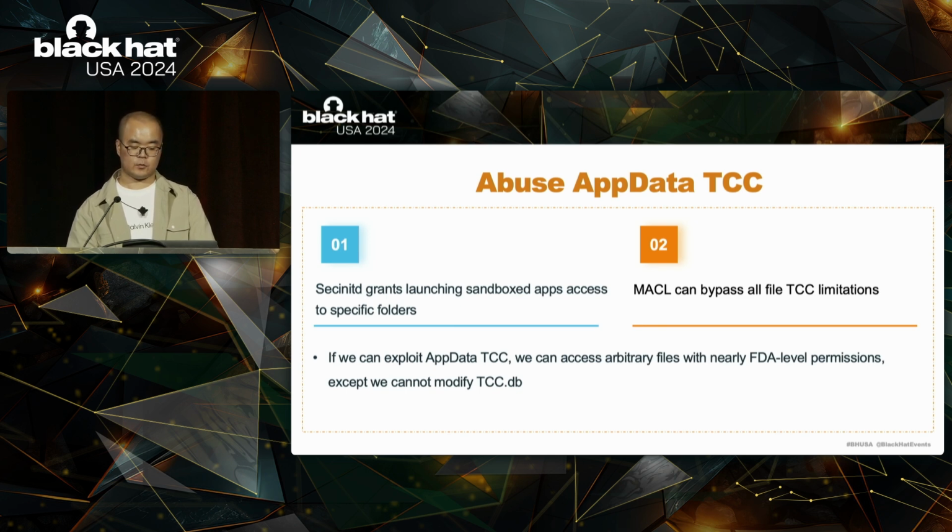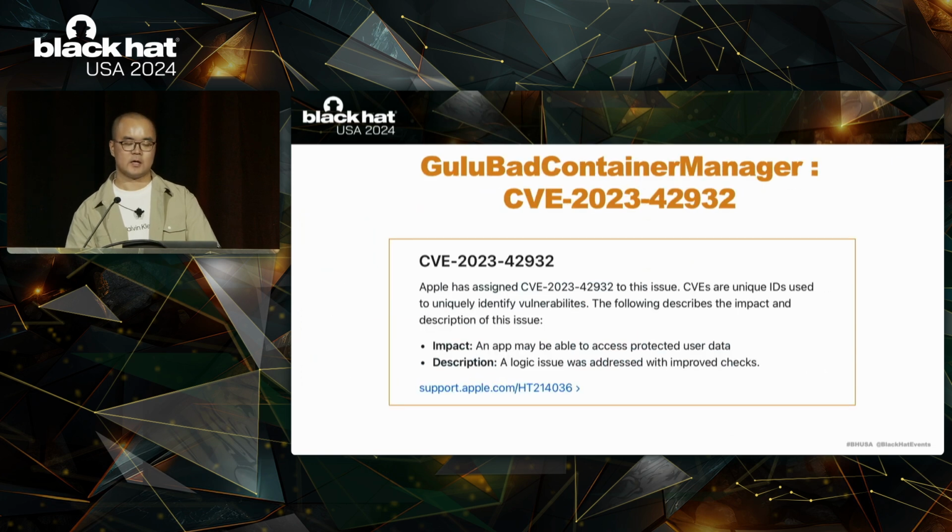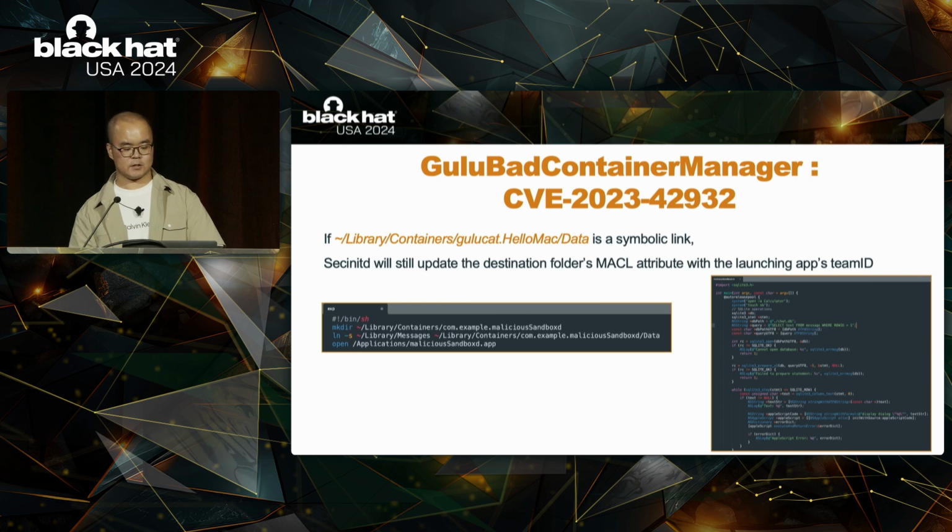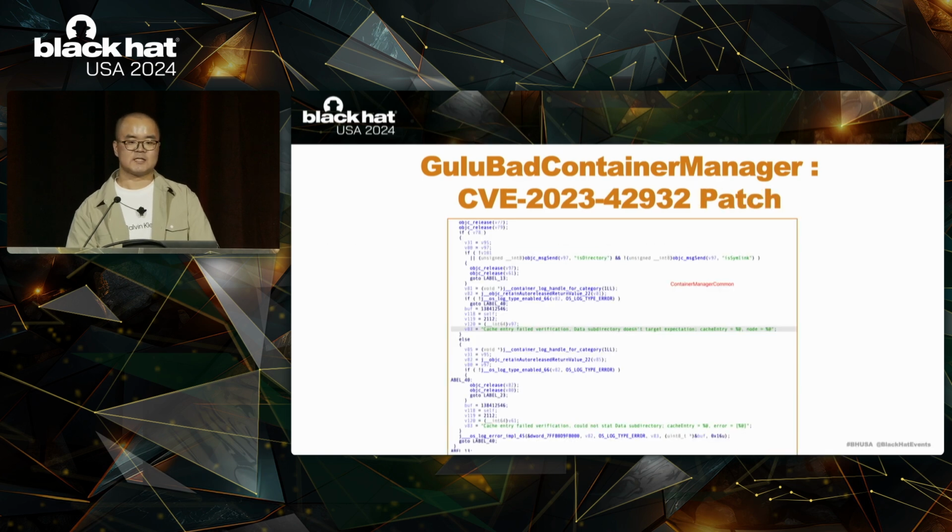So if we can exploit AppData TCC, we can access arbitrary files with nearly FDA level permissions, except we cannot modify tcc.db. So here is the first vulnerability. If the data folder is a symbolic link, seq-init daemon will still update the destination folder's macOS attribute with the launching app's team ID. Now, if the data folder is a symbolic link, container manager will stop the operation.